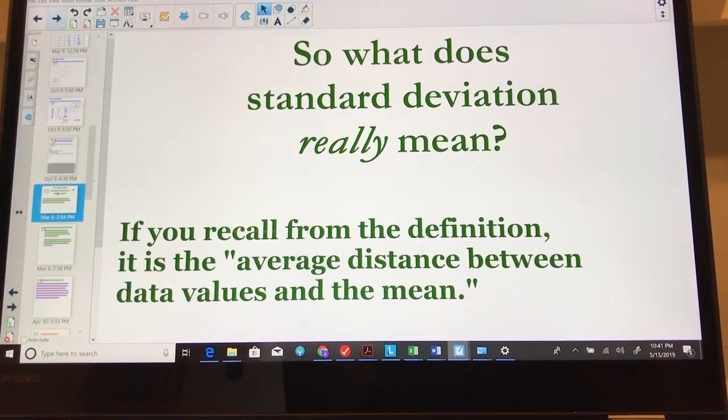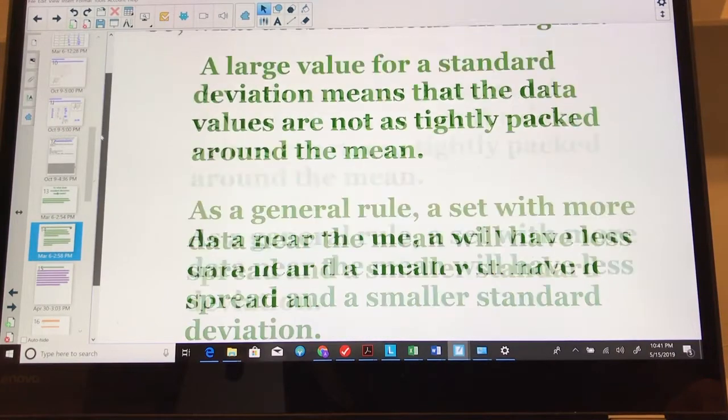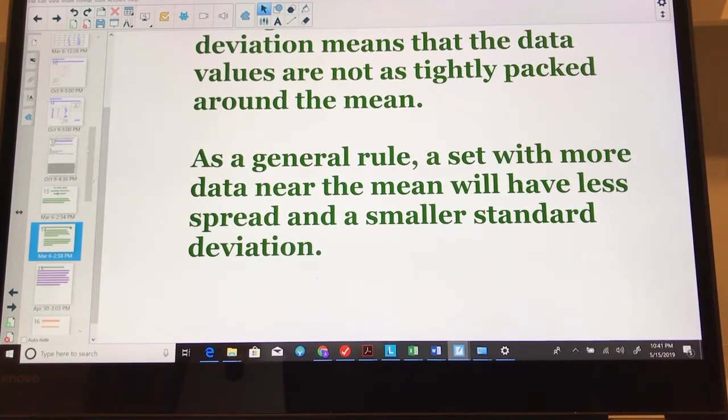So what does standard deviation really mean? Well, if you recall from the definition, it's the average distance between the data values and the mean. So what does it mean in English? It means a large value for standard deviation means that the data values are not as tightly packed around the mean. So a big standard deviation is not very close to the mean, whereas a set with more data near the mean will have less spread and a smaller standard deviation.